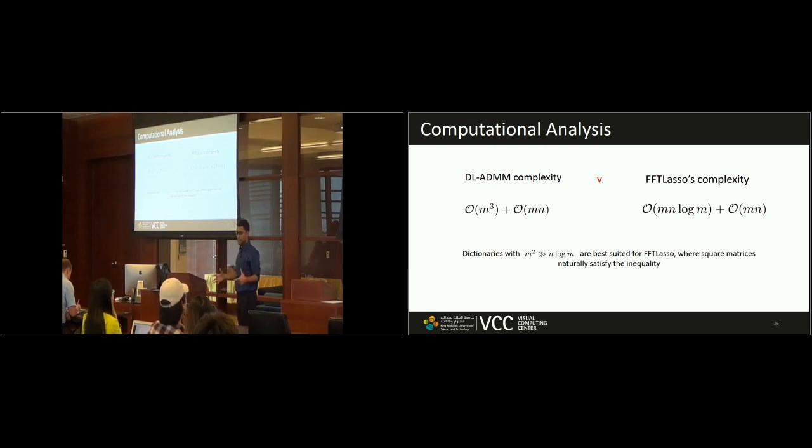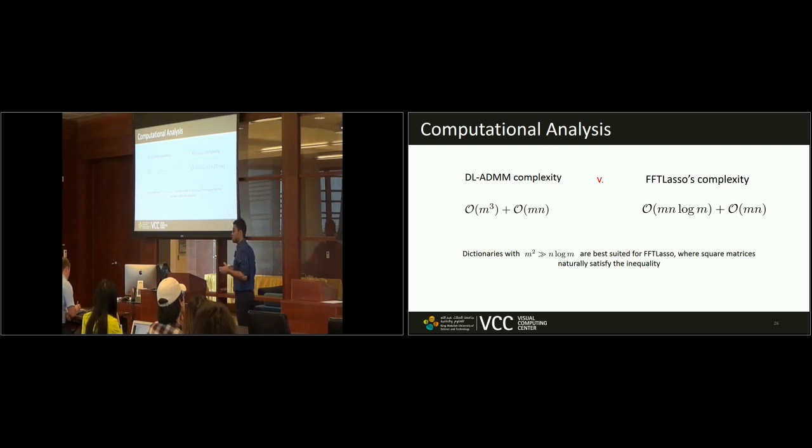Well, worst case scenario in the original problem, you'd have to invert linear systems, which is cubic in the number of rows, m. But with FFTLasso, you're doing Fourier transforms and element-wise operations, so the complexity is around mn log m. So there is a regime of matrices where this is well suited, where you reduce the computation. But how will we compare the two methods together?